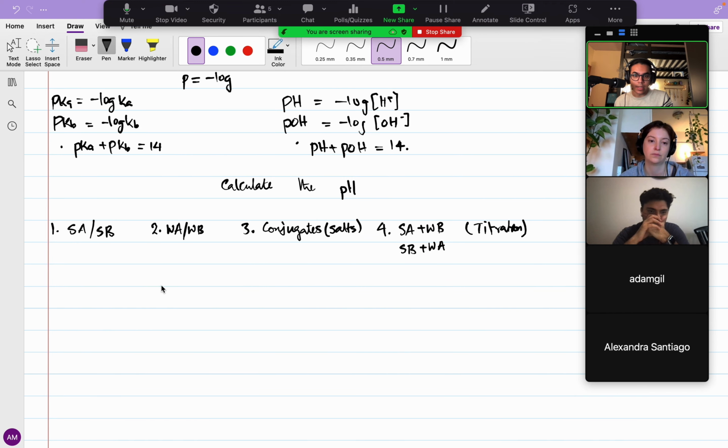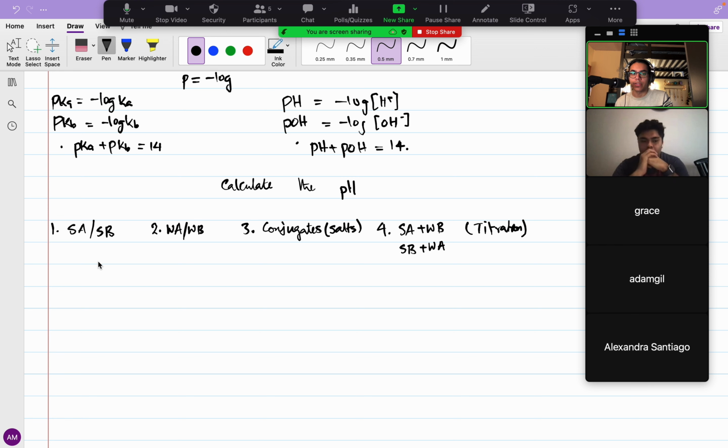In each of these cases, let me just say which ones involve ice tables and which ones don't. And here's an easy way to remember that. Anytime you have a strong species involved, there will be no ice table. It is very straightforward. Or let me say no true ice table. You might still write down a fake ice table. No true ice table. Here you would have an ice table because it's not strong. Conjugates are not strong either, so you will have an ice table.